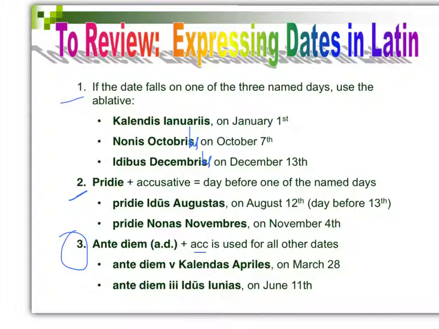Alright, so ante diem V Kalendas Apriles. That's the 5th day before the calends of April, so March 28th. Counting backwards, you go calends of April, and then March 31st, March 30th, March 29th, and then March 28th. That's 5. Ante diem III Idus Junias would be on June 11th, or it's the 3rd day before the Ides of June.